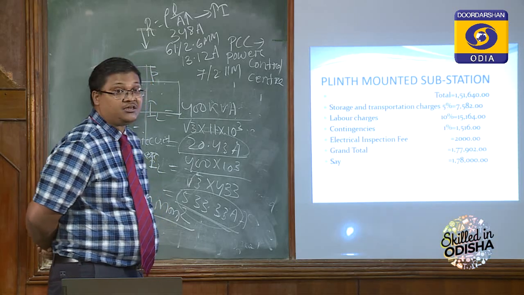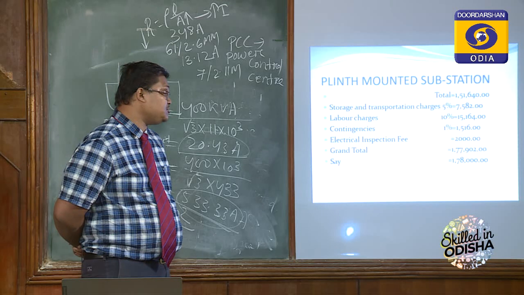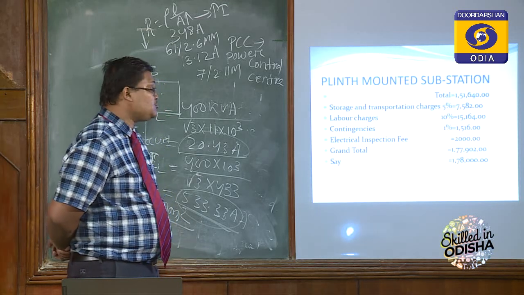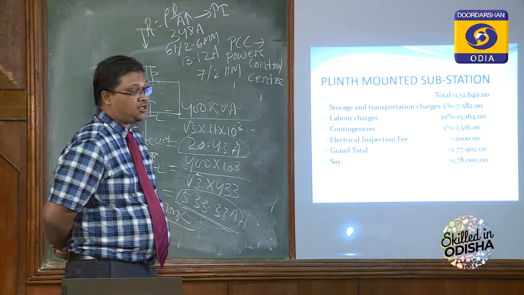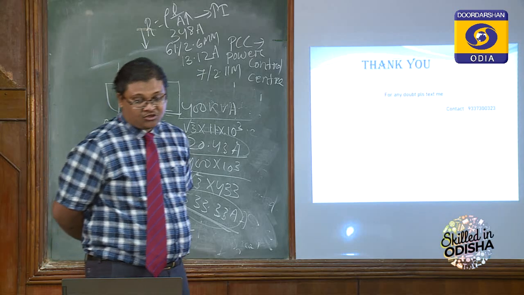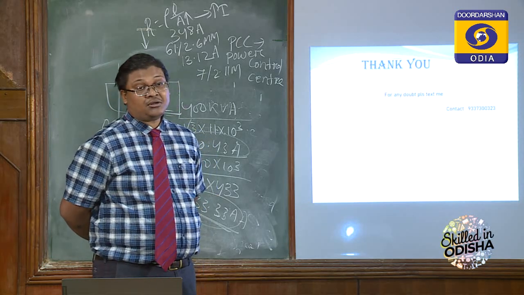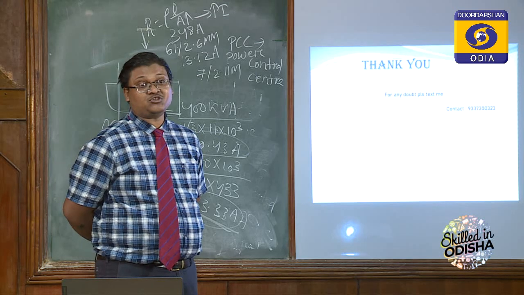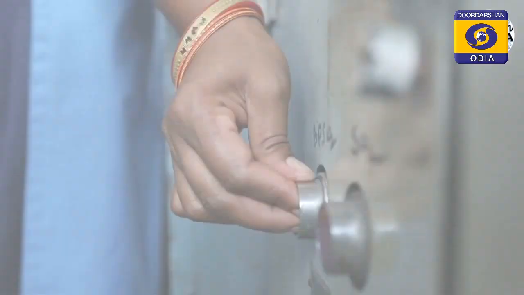So the grand total here is coming 1,77,902. But we have to round off. So by rounding off, it will come 1,78,000. So this is a rough estimation of plinth mounted substation. So this chapter covers pole mounted and plinth mounted substation, you have to memorize all the materials and the cost.